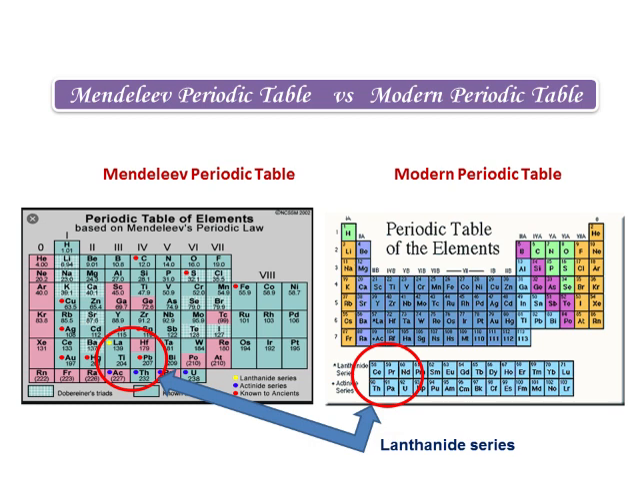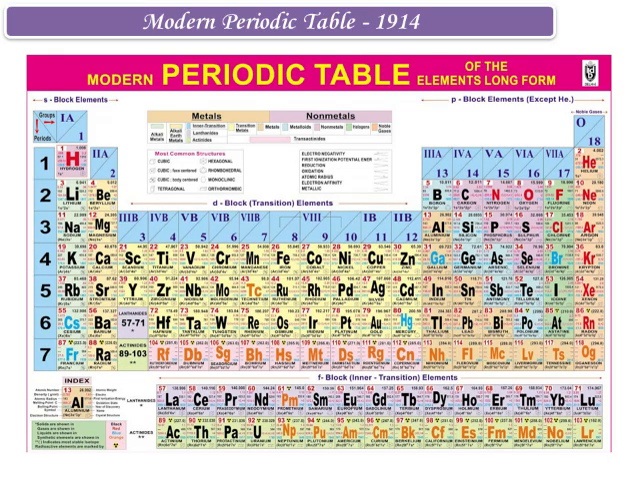The modern periodic table and the Mendeleev periodic table. So here is the lanthanide series. This is the modern periodic table, the long form of the periodic table of the elements, from 1914. Group 1 or 1A, alkali metals: they form strong alkalis with water. Group 2 or 2A, alkaline earth metals: they also form alkalis but weaker than group 1 elements. Group 13 or 3A, the boron family. Boron is the first member of this family.